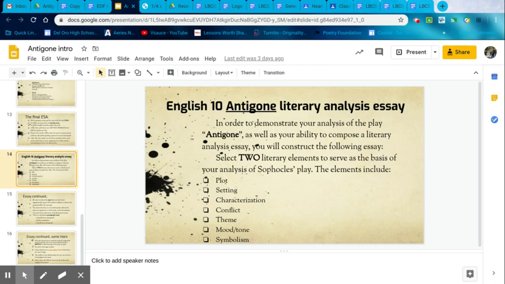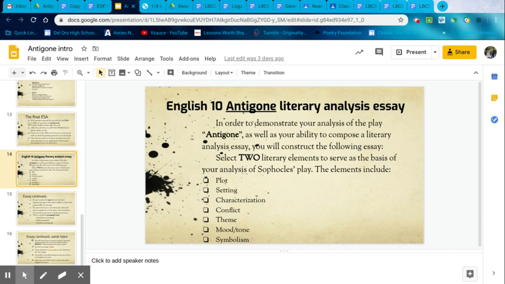So again, this prompt is asking you to choose two literary elements, which are the elements of fiction that we studied, from The Most Dangerous Game to Good Advice Is Rarer Than Rubies to the other short stories that we read. We stopped actually when we started going into the nonfiction units.